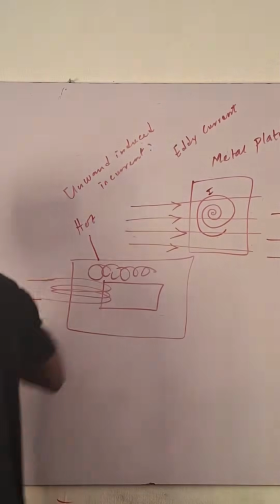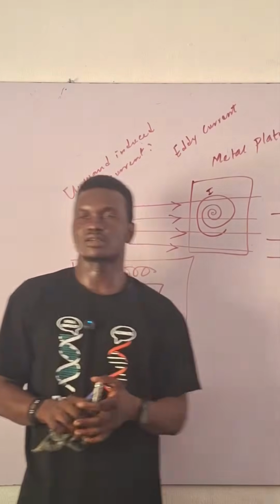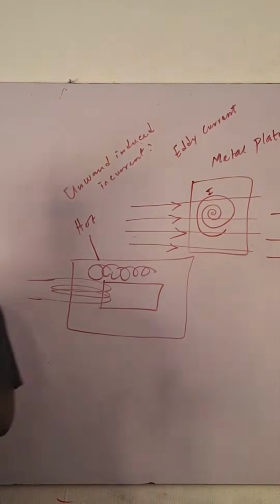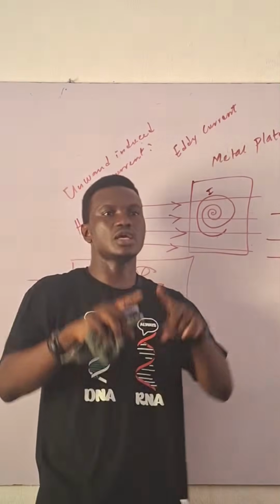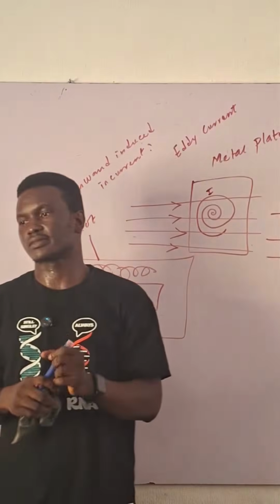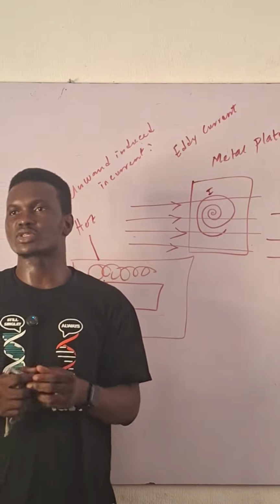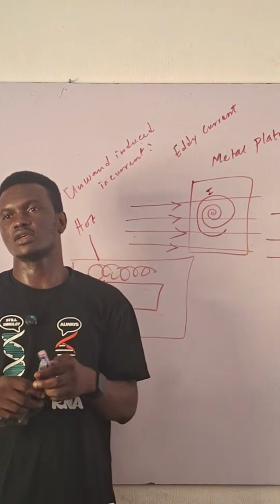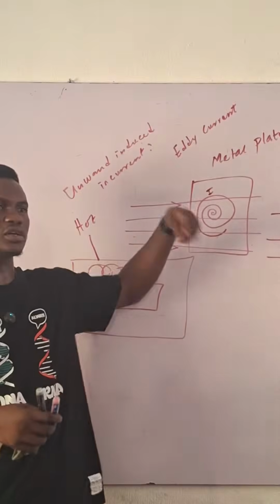So let's write on eddy current. Eddy current is an unwanted induced current generated as a circular pattern, something that looks wavy, in a metal plate moving through a magnetic field.